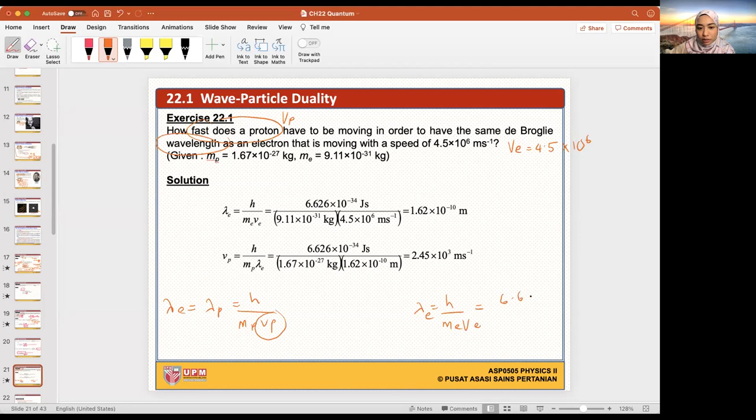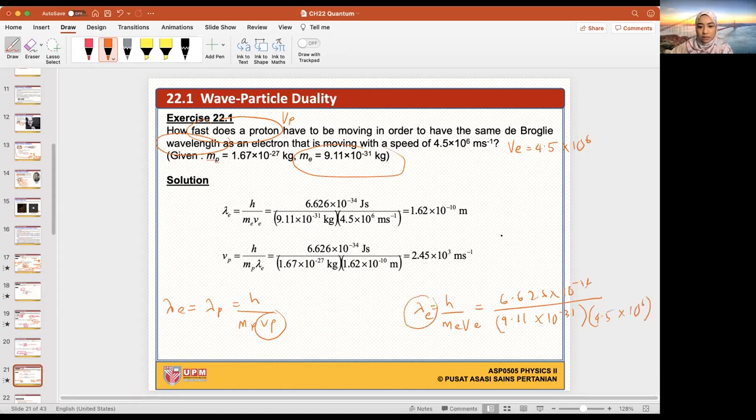So lambda E, let's find out. This is 6.626 times 10 to the minus 34 over ME. Use ME, 9.11 times 10 to the minus 31 kilogram. And then the VE is given, 4.5 times 10 to the 6. So you will get something in meters. So the answer is 1.62 times 10 to the minus 10. So they want to have the same wavelength. So this should be equal to 1.62 times 10 to the minus 10 meter.